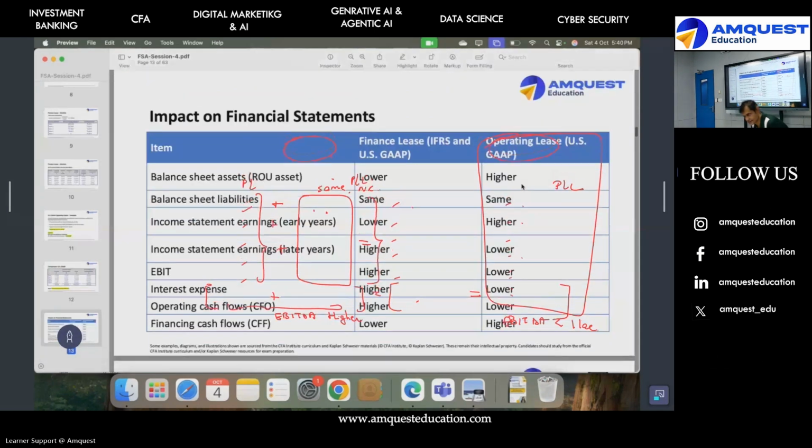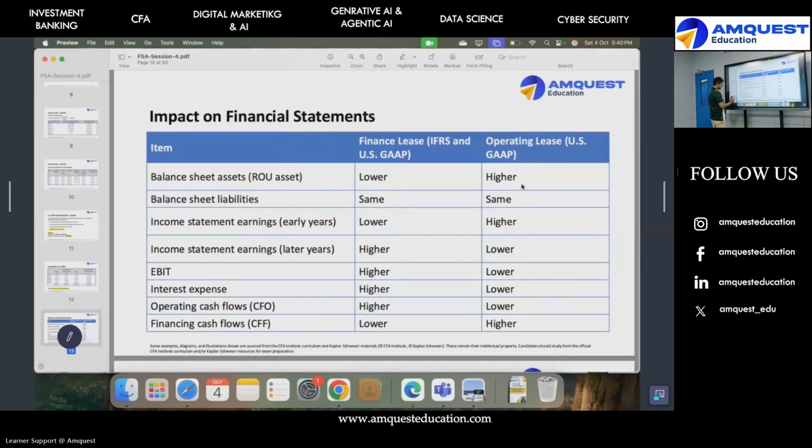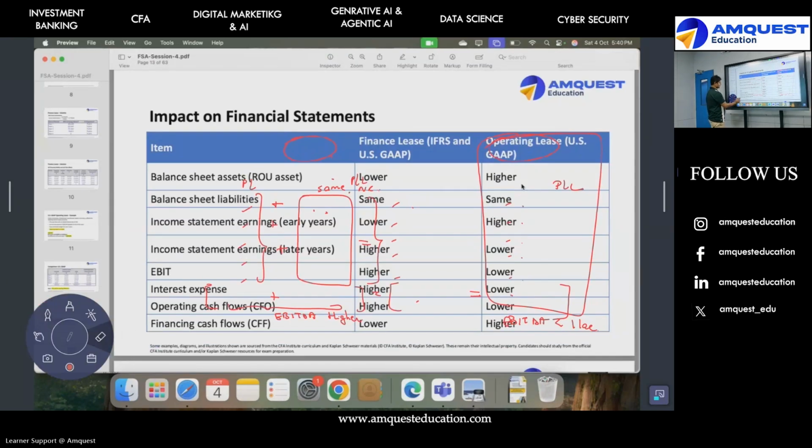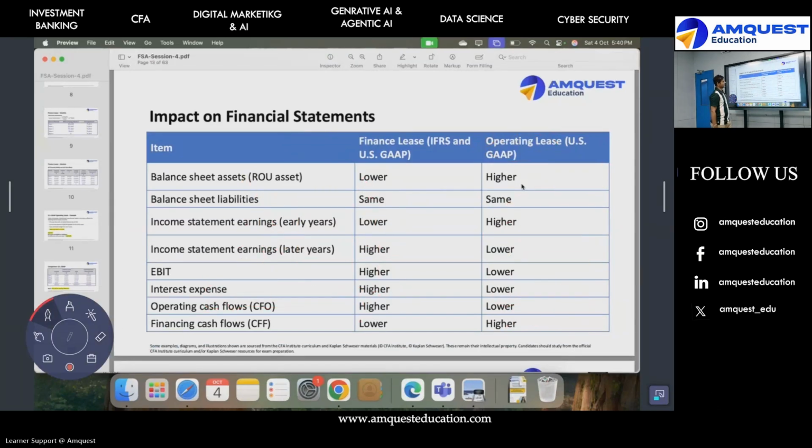Okay. Now, guys, now the most important summary. Having learned all that, you should now know the difference. If you did a finance lease under IFRS, US GAAP, would you potentially show... IFRS, US GAAP, and operating lease under US GAAP?